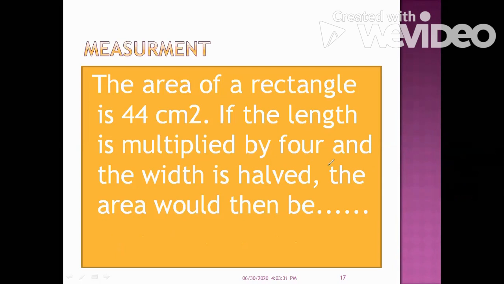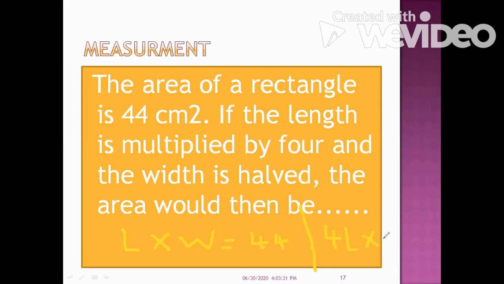Alright, so let's go again. The area of a rectangle is what? Length multiplied by width. Now, one of those rectangles is 44 centimeters square. Fast forward to another question: if the length is multiplied by 4, that's going to be 4L.